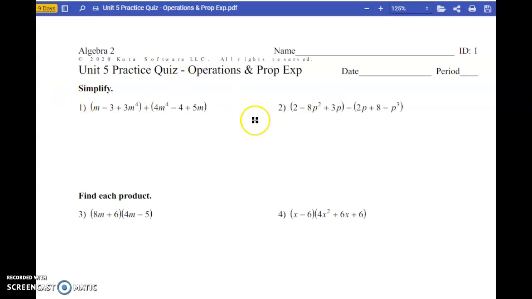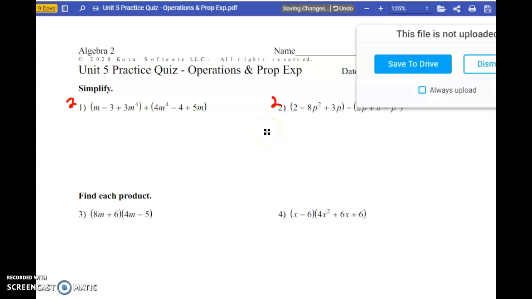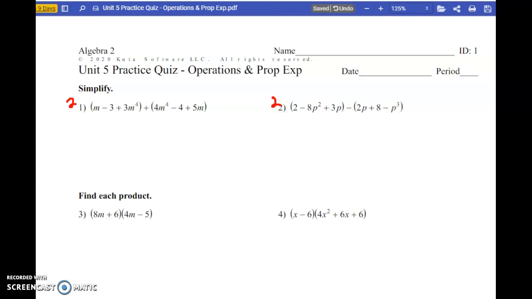So first off, 1 and 2 says simplify. And if you notice the symbols here in the middle, it's a plus and a minus. So this is add or subtract. There will be 2 of each. So there'll be 2 add and there'll be 2 subtract polynomials on the quiz on Friday. I'm just going to do 1 of each type.